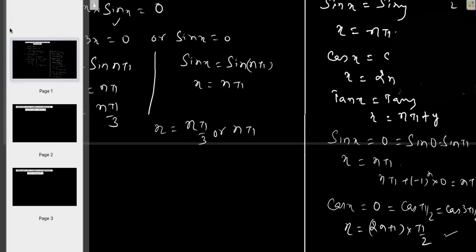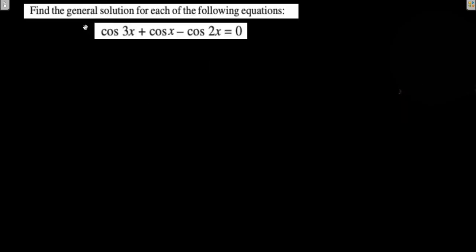Now let's go on to the next problem. What is my next problem? My next problem has cos 3x plus cos x minus cos 2x equals 0. So I can see that there are two terms in summation and one is in negation, right? Let's try to solve the part in the summation and see what we get, right?